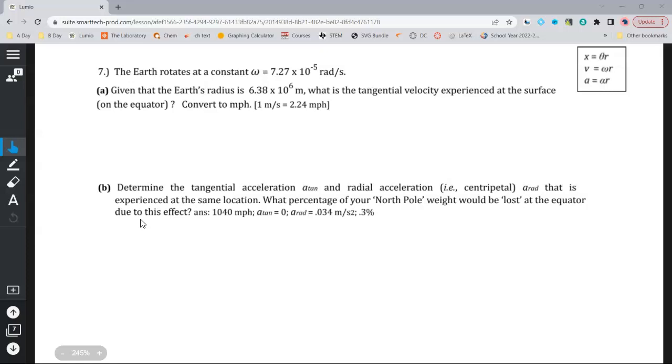Okay, so we're going to pick up where we left off last class. So we have some problems here. We have the Earth rotating at a constant angular velocity, and given the Earth's radius, we want to figure out what the tangential velocity is that is experienced at the surface of the equator. So we are going to have to convert to miles per hour, and we have the conversion given right there.